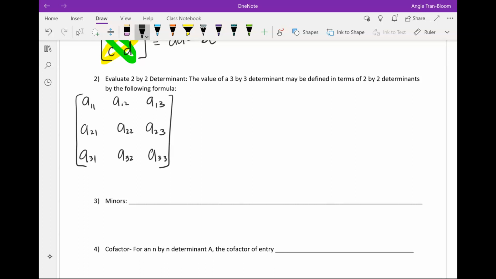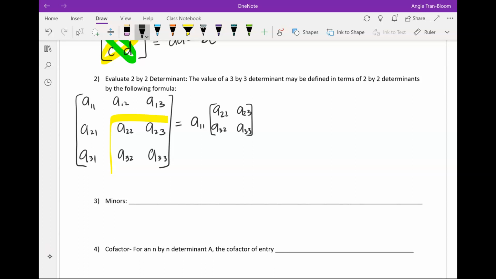To find the determinant of a 3 by 3, you would need to know how to find the determinant of a 2 by 2 because it starts out like this. You will take the first entry, which is A11. You will multiply it by the determinant of the remaining matrix, which is those entries over here: A22, A23, A32, and A33. Okay, that's step 1.